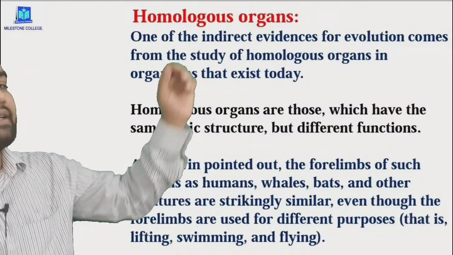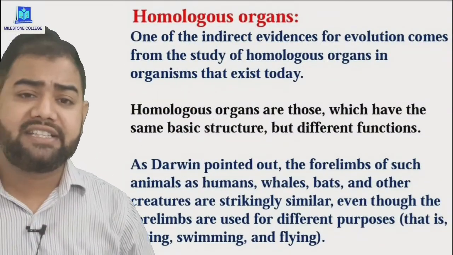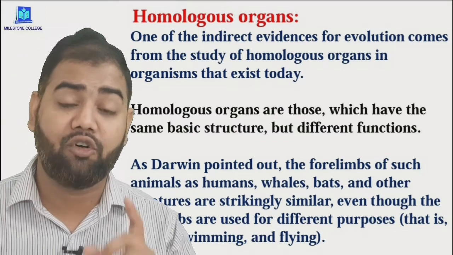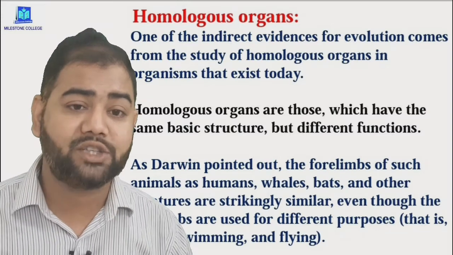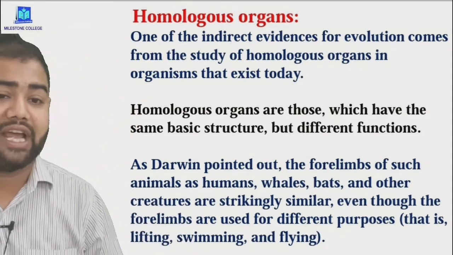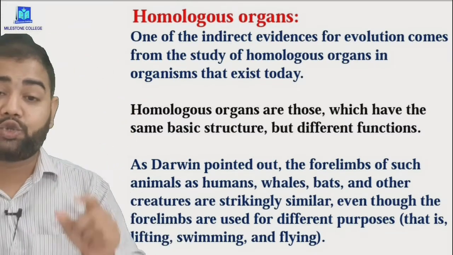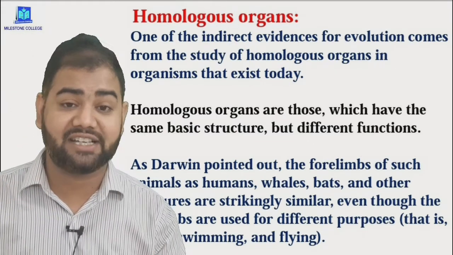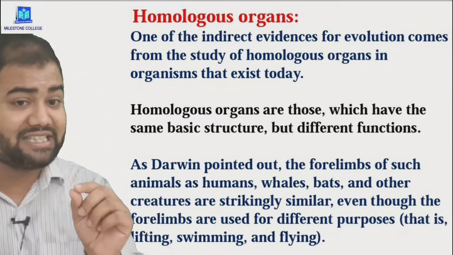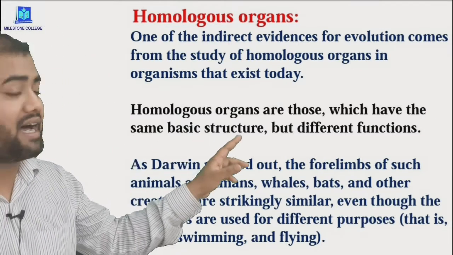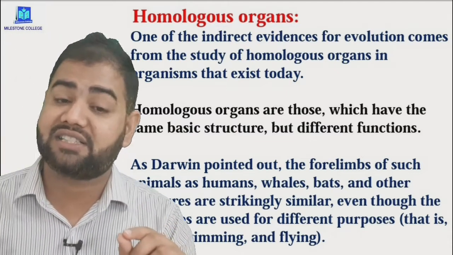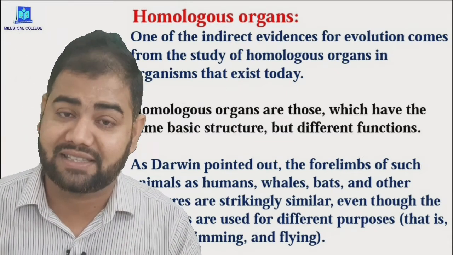Homologous organ. One of the indirect evidences for evolution comes from the study of homologous organs in organisms that exist today. Homologous organs are those organs which have the same basic structure but different functions. I repeat this. Homologous organs are those organs which have the same basic structure but different functions.